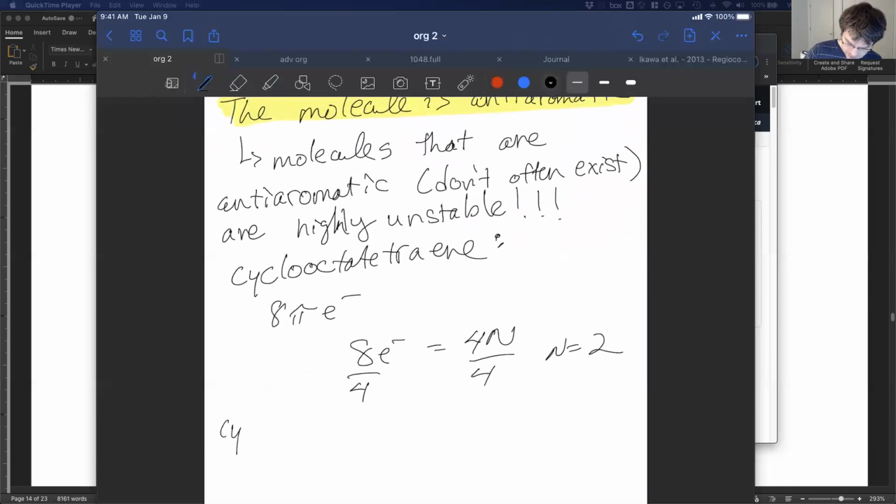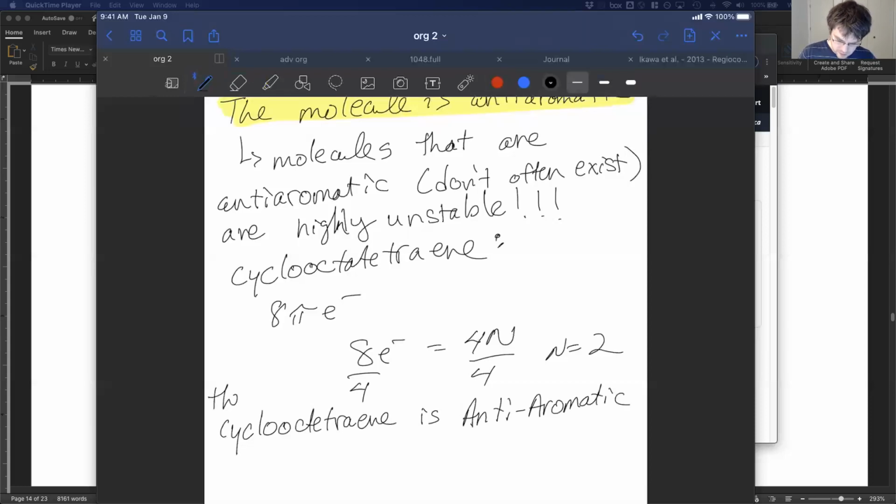Okay, so cyclooctatetraene is anti-aromatic. Well, really, cyclooctatetraene is anti-aromatic. The answer is not so fast.